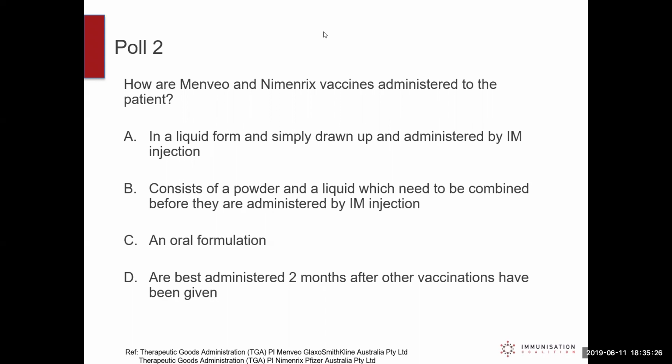Answers are coming in nice and fast. You've obviously definitely been out there administering this vaccine or these vaccines. Just another little minute or so.